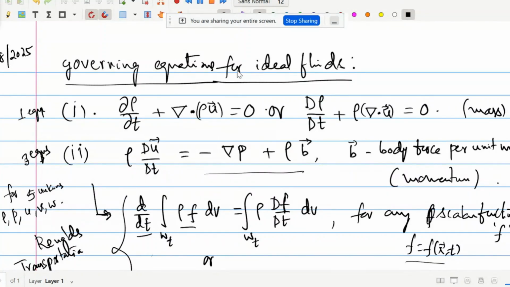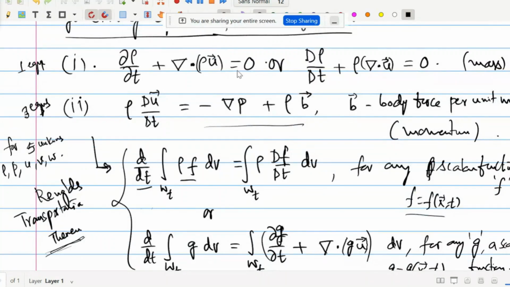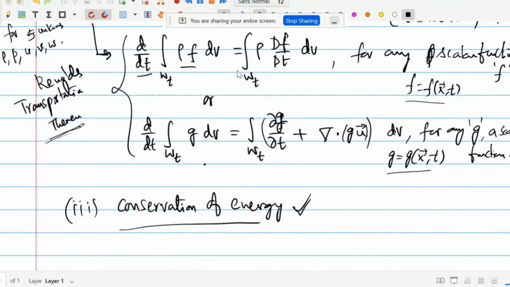For gases, though you may not consider viscosity between the gas particles, the volume may still be changing. Once it moves, the volume may change because it is a gas. That is what compressibility is. So compressible or incompressible fluids can both be ideal fluids. We are now separating them. For both you would derive conservation of energy, but we restrict ourselves only to incompressible fluids.